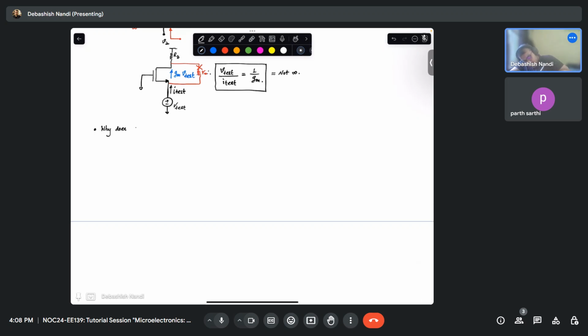Why does input resistance matter? So basically, what I am trying to get at is that you have something like this, right? You are taking this as your V1, this as your V2. Okay. So why do you think this V1 and V2 is coming from? Are you applying it directly or is it coming from some previous stage?